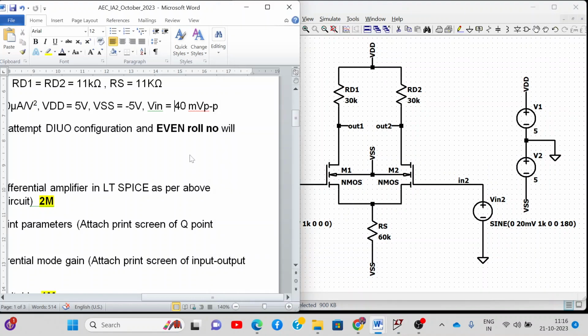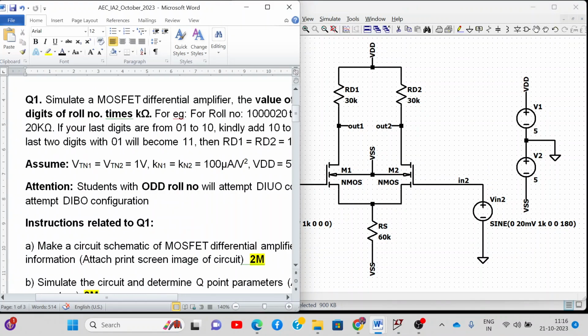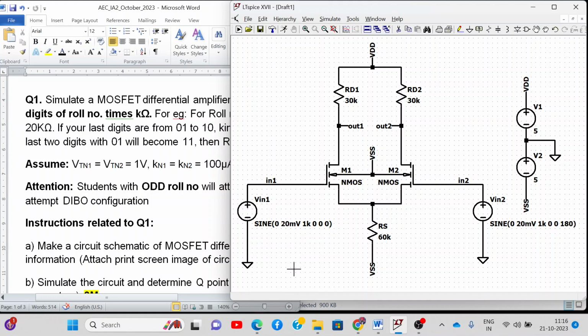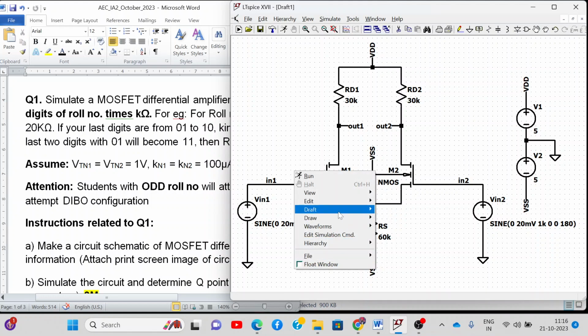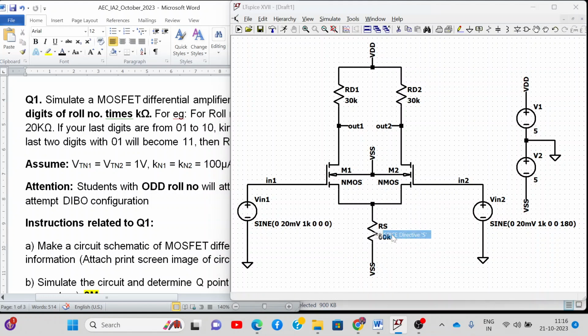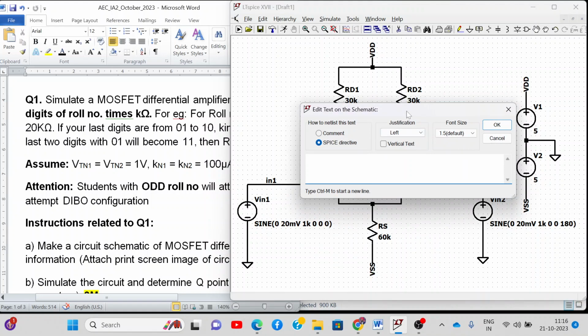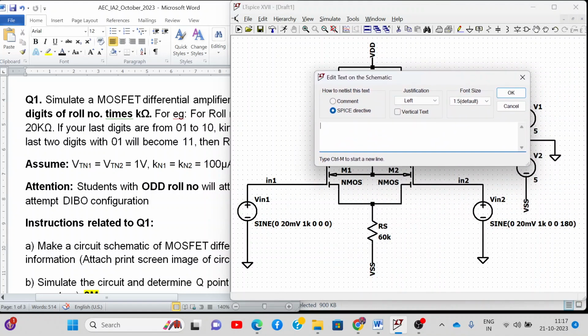Now the only thing left is I have to give threshold voltage as 1 volt and Kn as 100 micro ampere per volt square. So how do I do that? I right click, go to draft, go to spice directive. Now in the spice directive, I have to write .model NMOS, bracket VTO. Threshold voltage is written as VTO equal to 1 volt, space.